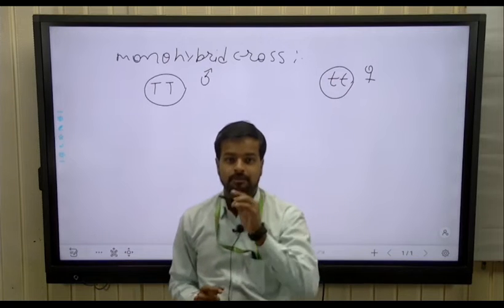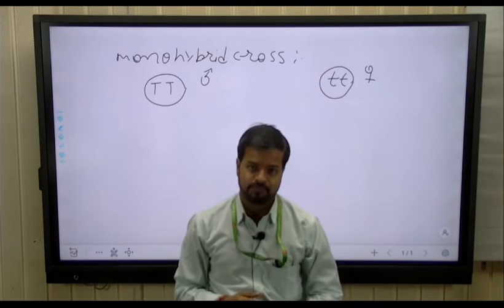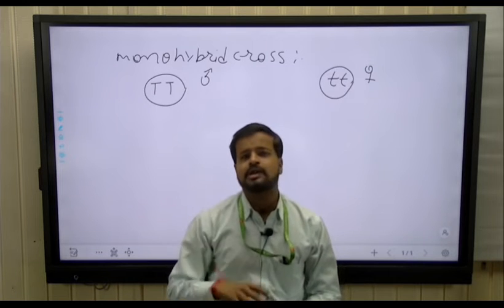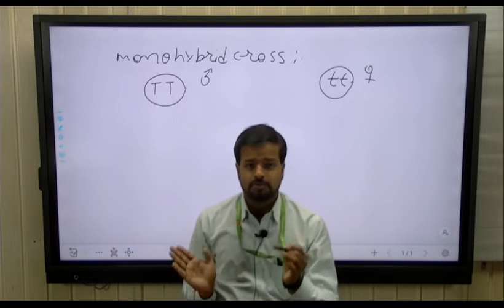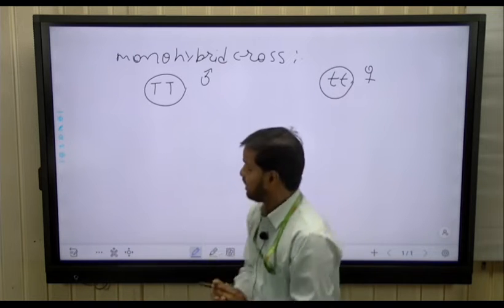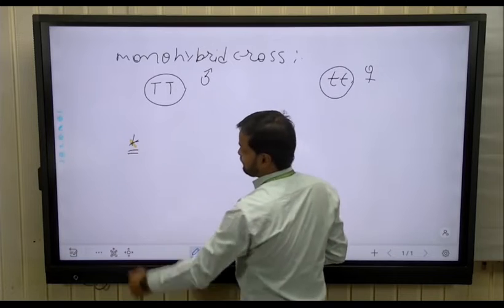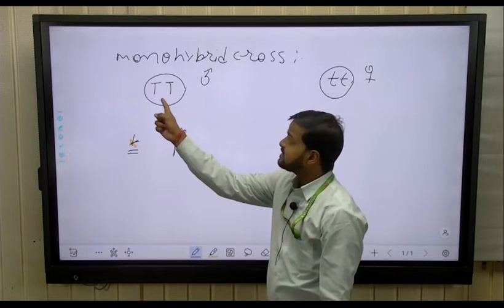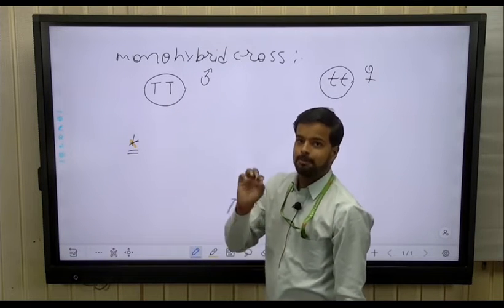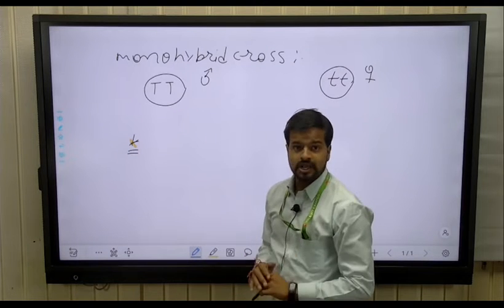Another important point is the formation of gametes. Very important point, how the new gametes are formed. Students, there is a lot of confusion about how the gametes are formed. Let's talk about how the gametes are formed. This is the genetic composition of the plant height characteristic. It is a homozygous condition, as we know.